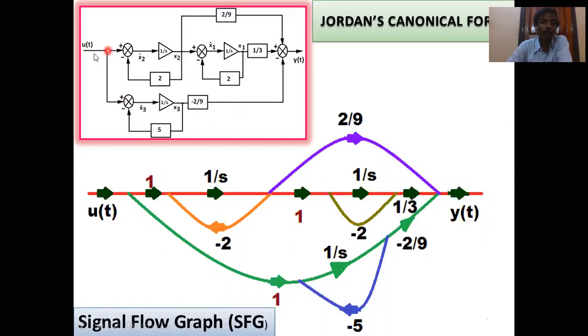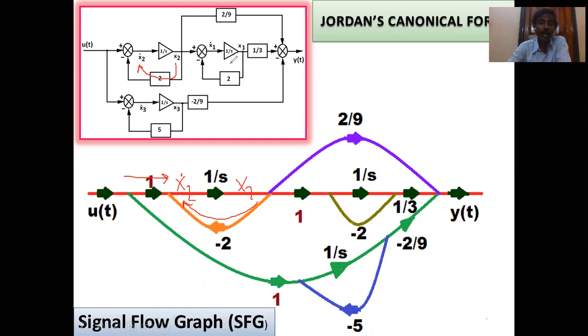So u of t equals what? u of t equals input. And x2 dot integrates to x2. This is the x2 dot, and this is equivalent to x2. And this forward path 2 into x2, minus 2 into x2. This path is minus 2 into x2, and this is the u of t path. So x2 dot equals minus 2 into x2 plus u of t.